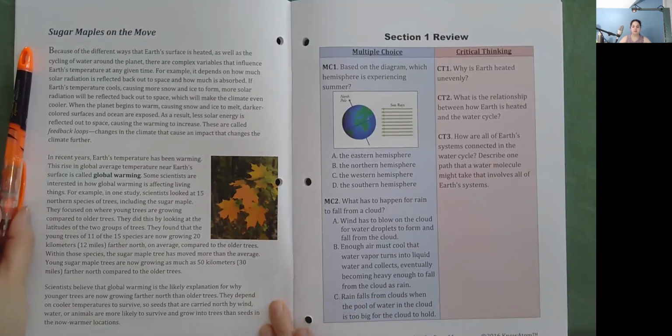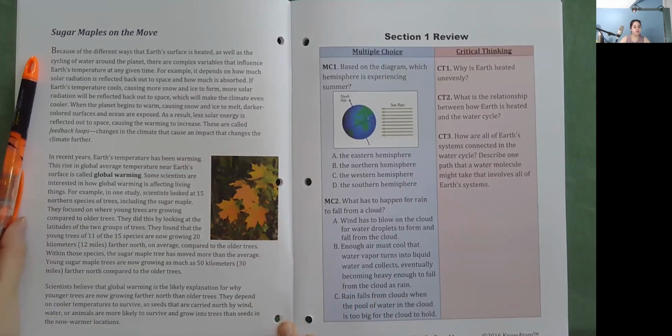Sugar maples on the move. Because of the different ways that Earth's surface is heated, as well as the cycling of water around the planet, there are complex variables that influence Earth's temperature at any given time. For example, it depends on how much solar radiation is reflected back out to space and how much is absorbed.